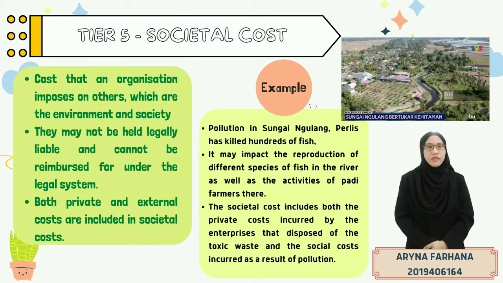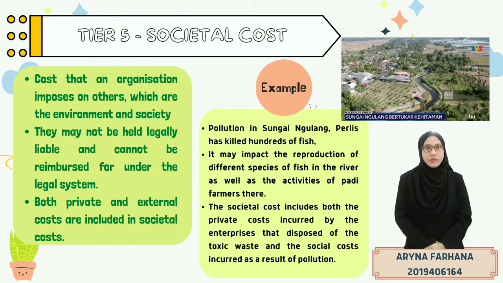So, lastly, the final tier, which is the fifth tier, is the societal cost. It is the cost that an organization imposes on others, which are the environment and society, for which they may not be held legally liable and cannot be reimbursed for under the legal system. Both private and external costs are included in societal costs.